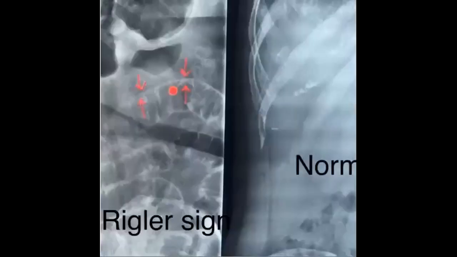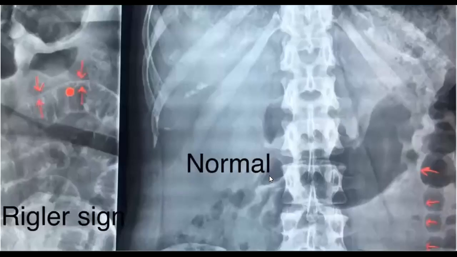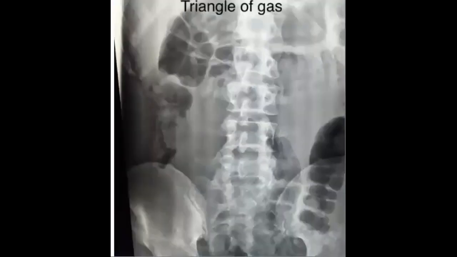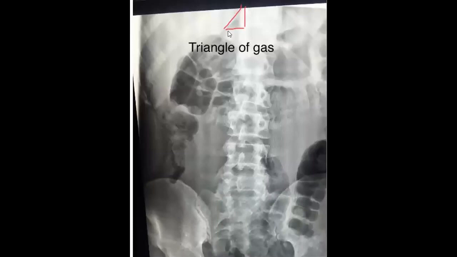The difference between the true Rigler sign and the normal. Triangle of gas, pneumoperitoneum. Very subtle triangle of gas, pneumoperitoneum.